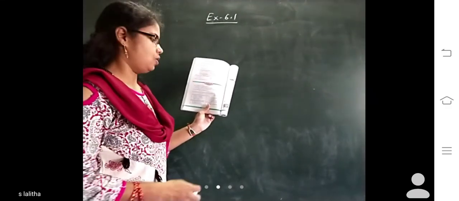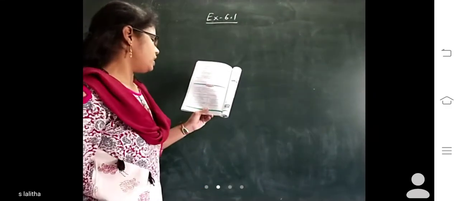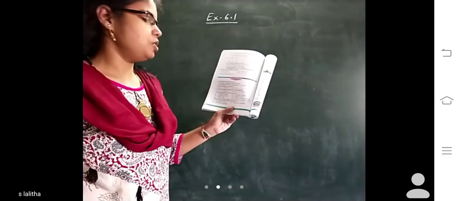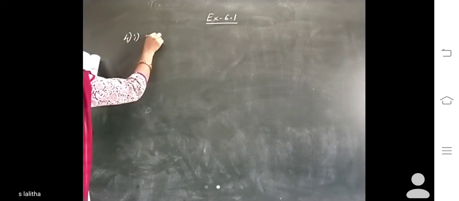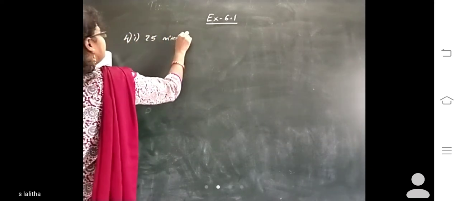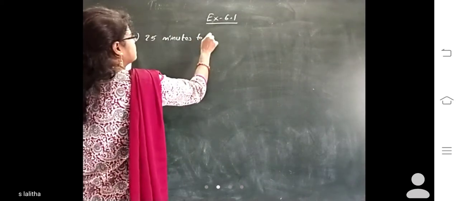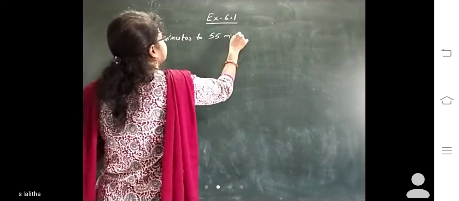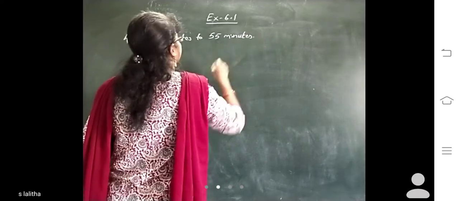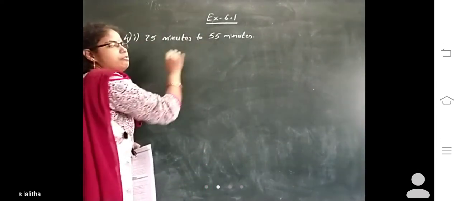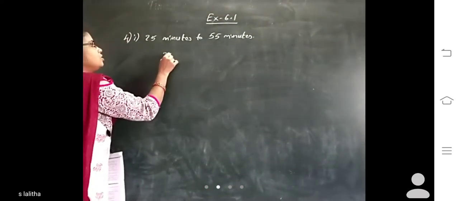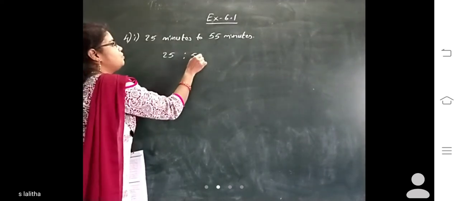Find the ratios of the following in their simplest form. So you have to find the ratios in the simplest form. First one is 25 minutes to 55 minutes. That is how to write this one. 25 is to 55.